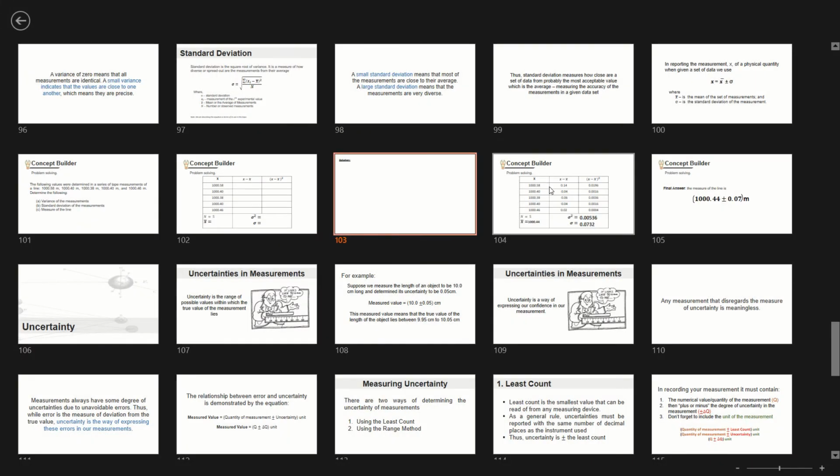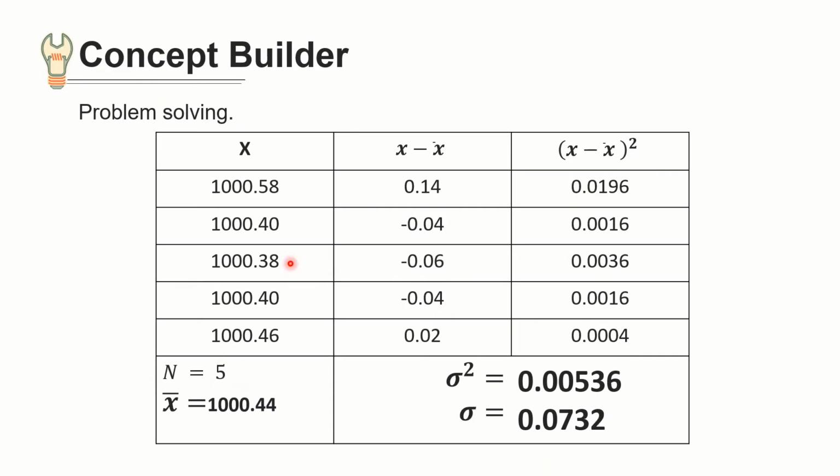If we supply it now to our table, we will now have a mean of 1,000.44. So this is now the most probable value, or the value that is closest to the actual value. Therefore, this is what we will use later when we write the final measurement. So, mean.